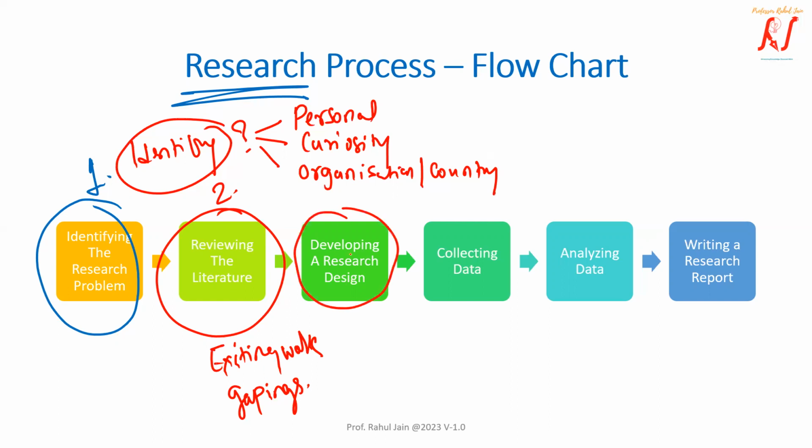Thereafter, the third step is developing a research design. It is a kind of method, which is nothing but how we are going to collect the data. We need to determine how we are going to gather the information. We need to develop a research design regarding how to collect and gather the information.